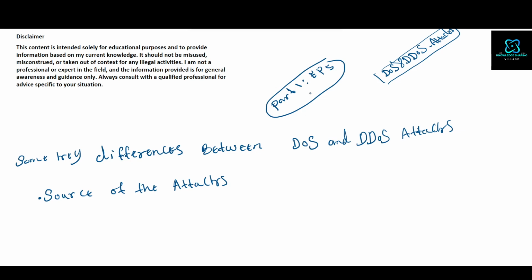In this episode, we are going to talk about some key differences between denial of service attack and distributed denial of service attack. Here we are going to compare three main characteristics or areas. Okay, so the first is the source of the attack.